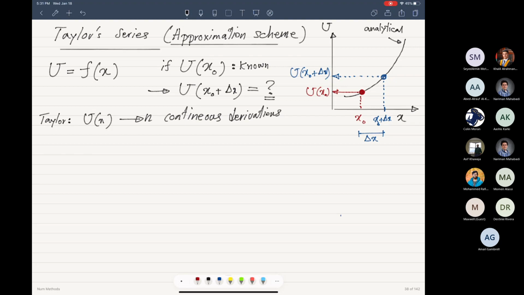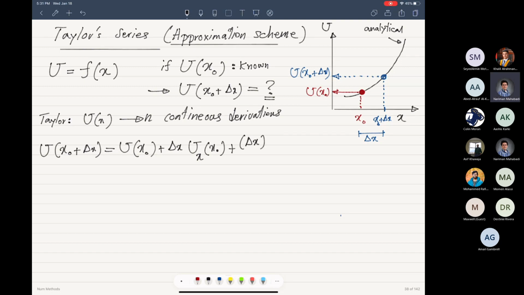How does this work? Well, in a Taylor series, u at x naught plus delta x, this is what we are looking for, is equal to the unknown function at the initial condition, plus the interval times the first derivative of your unknown function at x naught, plus your grid size, or again the interval, now with the power of 2 times the second derivative of your unknown function, again at x naught, but now divided by 2 factorial, right?